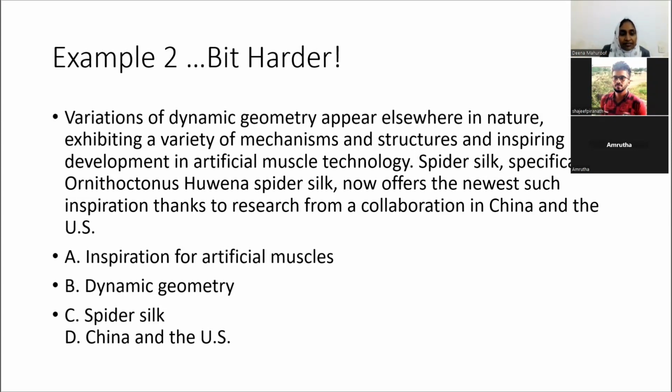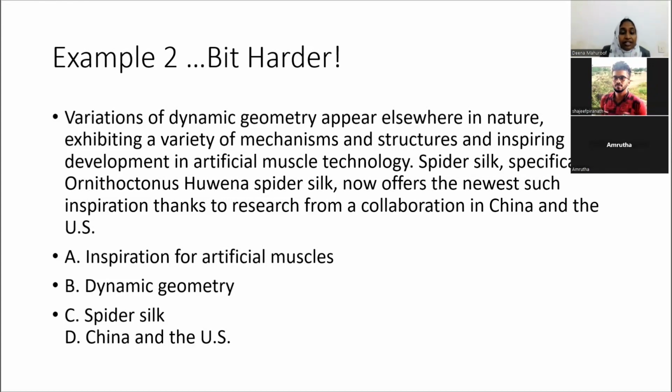When you read the first sentence, it says, "Variations of dynamic geometry appear elsewhere in nature, exhibiting a variety of mechanisms and structures inspiring development in artificial muscle technology." Over here, in the questions, you can see the keywords. For example, there is dynamic geometry in the question, and dynamic geometry in the text. There is inspiration for artificial muscles, and then artificial muscle technology at the end of the sentence. So which one could it be?